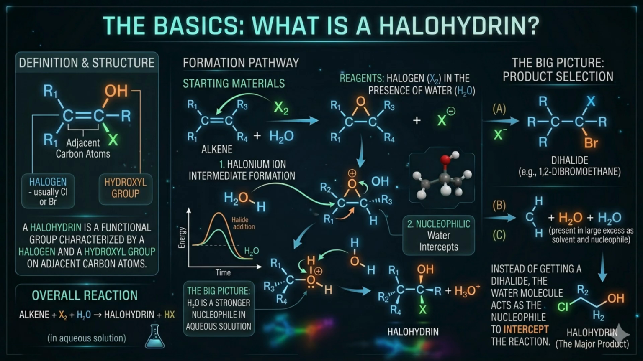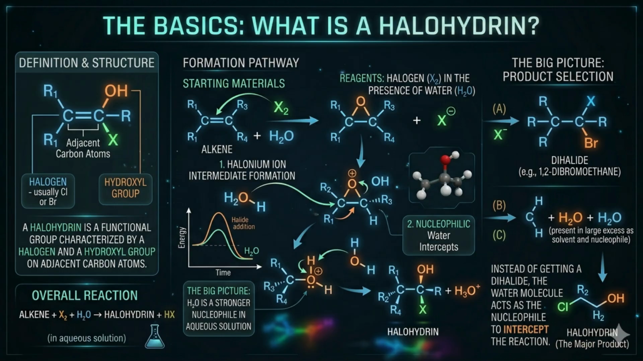First, let's look at the definition on the left. A halohydrin is a functional group characterized by having a halogen, usually chlorine or bromine, and a hydroxyl group attached to adjacent carbon atoms. It essentially turns a carbon-carbon double bond into a single bond with these two specific attachments.